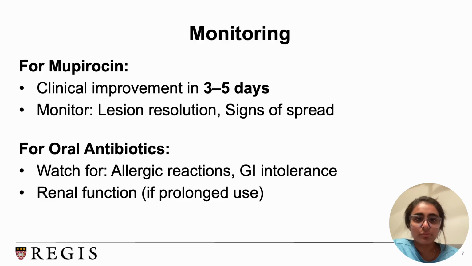Monitoring for patients on mupirocin primarily involves assessing clinical improvement. Patients should begin to show noticeable improvement within 3 to 5 days, including reduction in lesion size and crusting. It is important to monitor for any signs of worsening infection or spread. For patients on oral antibiotics like cephalexin, monitoring includes watching for allergic reactions, gastrointestinal intolerance, and in certain cases, renal function, especially if prolonged therapy is required.